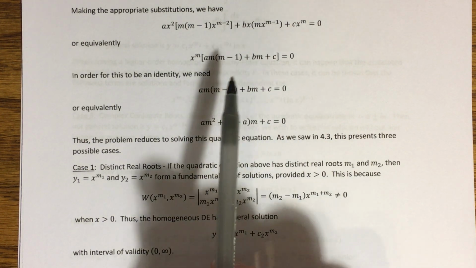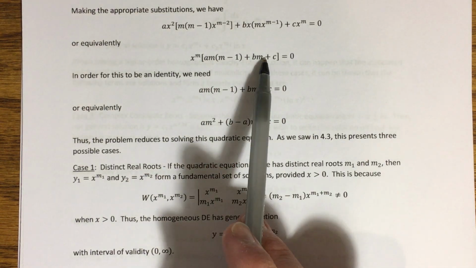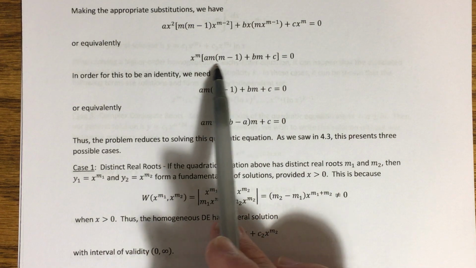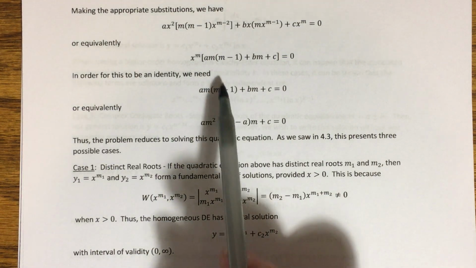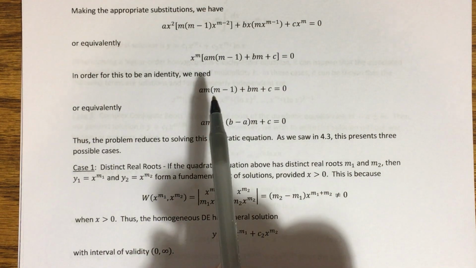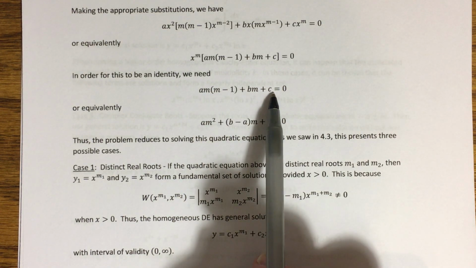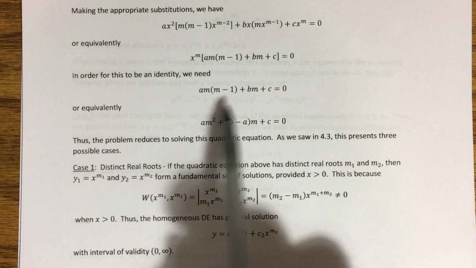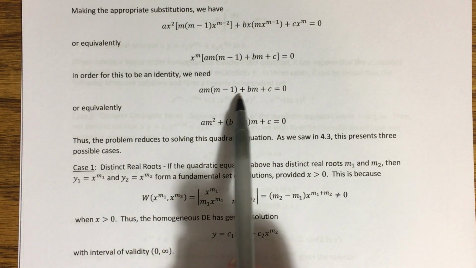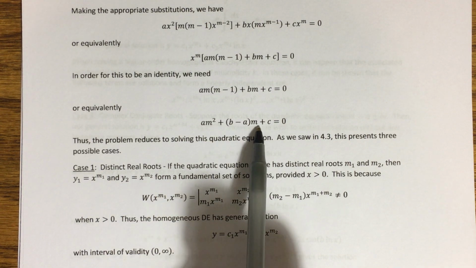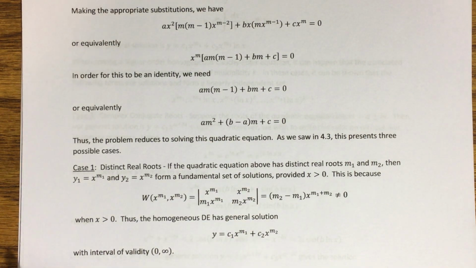Okay, so that tells me that if this is going to be an identity, my only hope of that happening is if this expression, which is given entirely in terms of constants, is equal to 0. So I set that equal to 0: am times m minus 1 plus bm plus c equals 0. Or if I multiply out the am and combine some like terms here, I can also write that as am squared plus b minus a times m plus c equals 0.